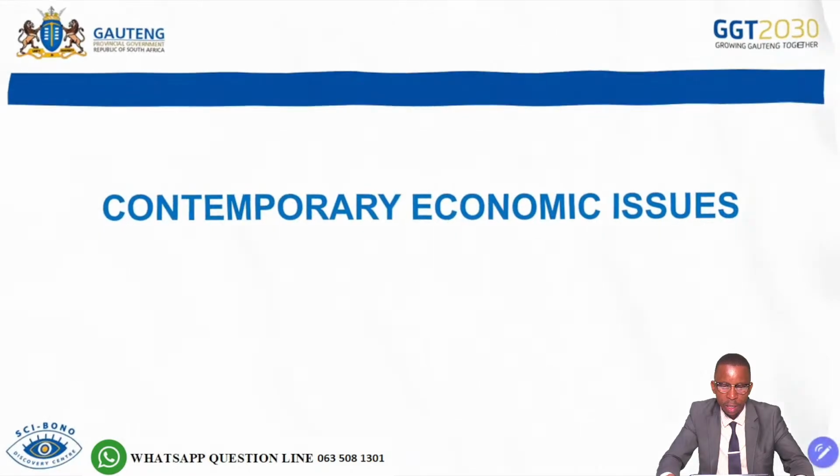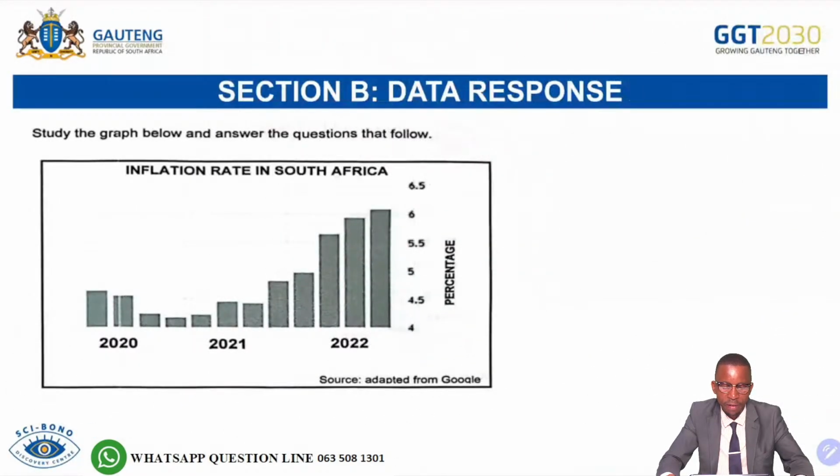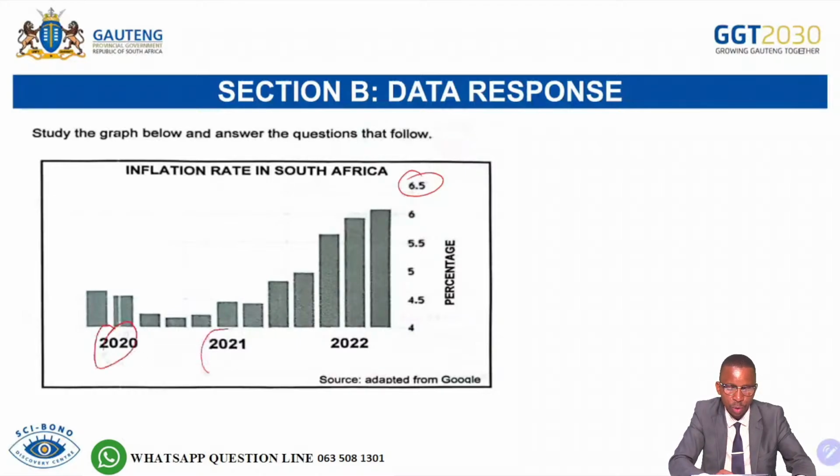And then the economic issues here: we are given the inflation data response. So there is inflation in South Africa. Remember, our inflation target is between 3 to 6%. So if the inflation rate is above 6%, there's a problem. There must be proper intervention. We have 2020, 2021, 2022, and then there's a percentage of inflation.